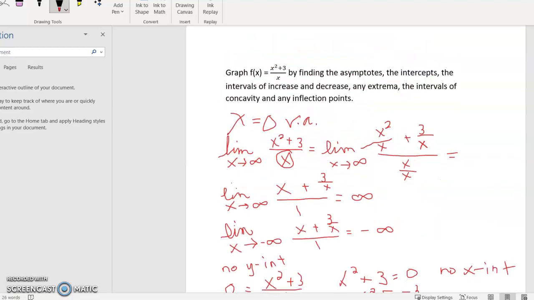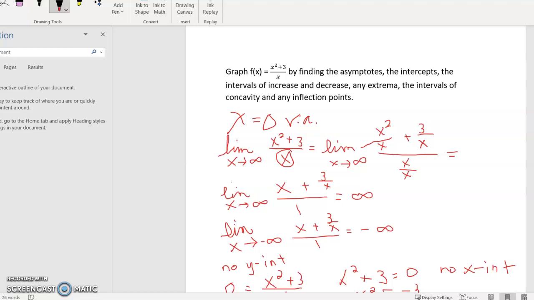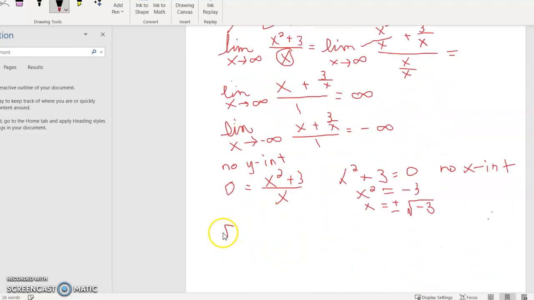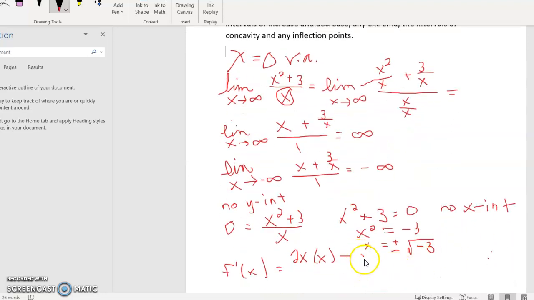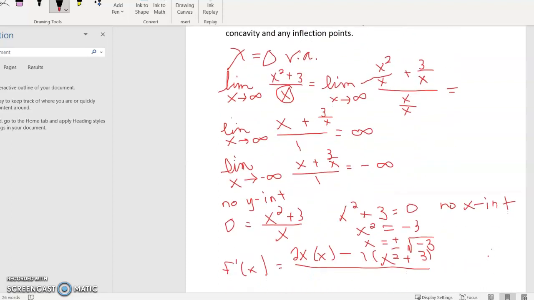Okay, so let's take the derivative of the top. The derivative of x squared plus 3 is 2x. So we will have first derivative: we get 2x, and then we want the bottom to tag along, and the bottom is just x. Now we want the derivative of the bottom. Well, the derivative of x is just 1, and then the top will tag along. And then all of this goes over the bottom squared. Since our denominator is x, that will be x squared.